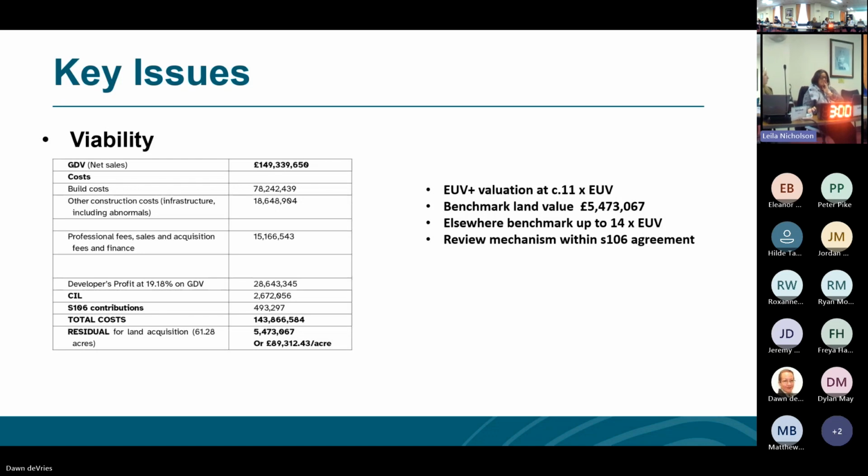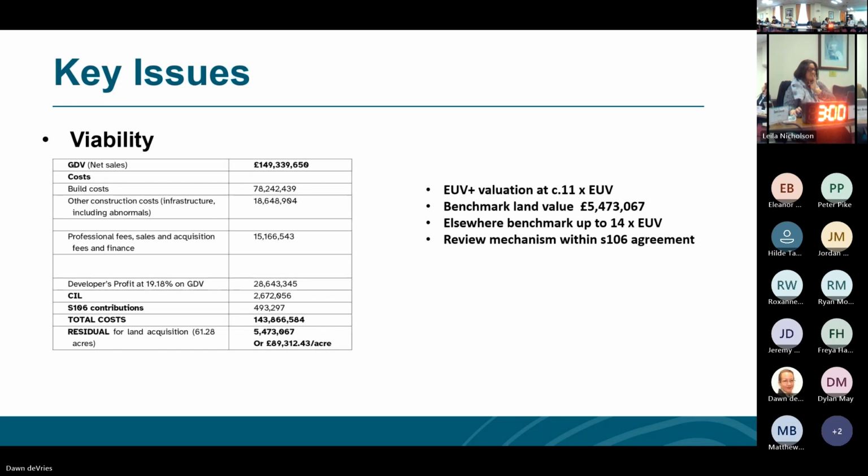But on a sloping site such as this, there are abnormal costs of getting all your infrastructure in, getting your roads in, securing the platform to build houses on. So those are high. CIL will be extracted from this development, just over 2.5 million. So that's where the education contribution would need to be sought from. And there are other contributions, just under 500,000, that we've upheld in terms of other Section 106. So that leaves us with just under 5.5 million for land acquisition, or just under 90,000 per acre.